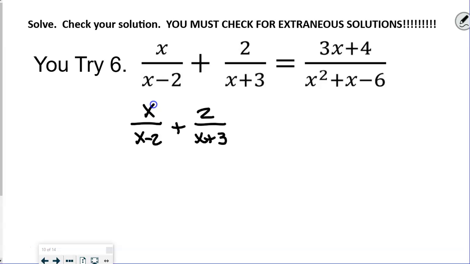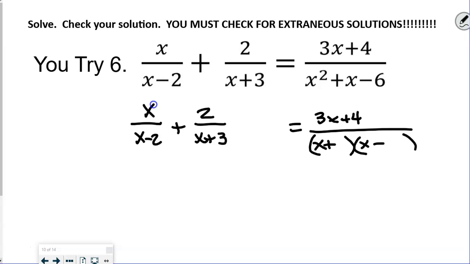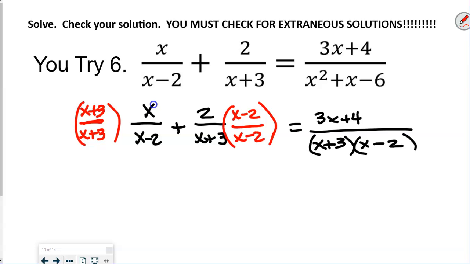And again, we're going to set that equal to what we have over here, 3x plus 4. We're going to factor what's in that denominator. And again, we got a plus and a minus, so it's going to be x plus 3 and x minus 2, okay? Over here, we want to get our common denominator again, okay? So when we do that, that means we're going to have to multiply the top and the bottom over here by x plus 3 over x plus 3, and this one by x minus 2 over x minus 2.